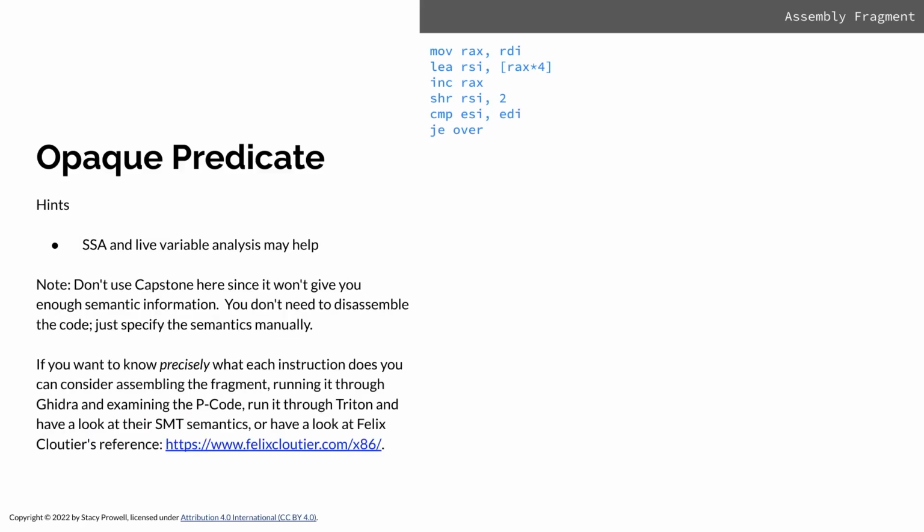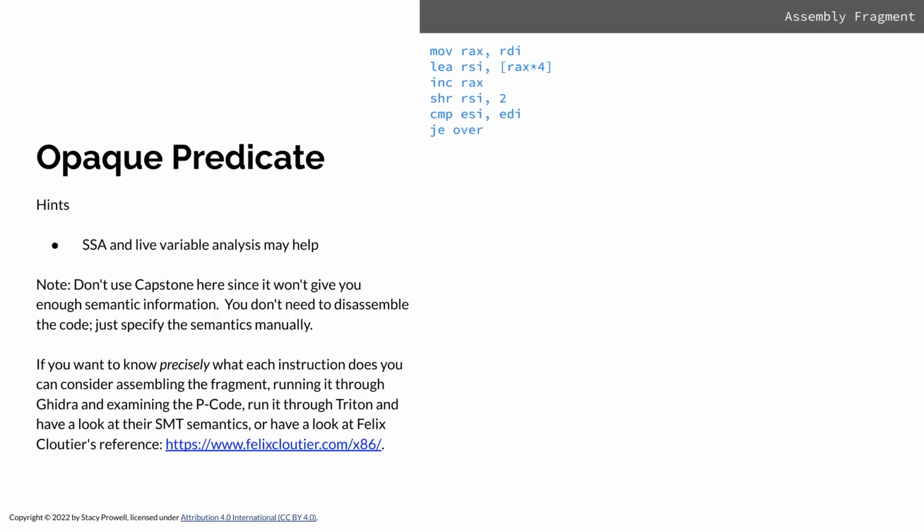So, again, there are some techniques we talked about that will help you. Don't use capstone here since it won't give you enough semantic information. You don't need to disassemble the code. You don't need to put this in a file and do all that. I don't expect your program to accept this as input and then manipulate it. I expect you to, by hand, create the constraints you need. And that's what I want you to do.